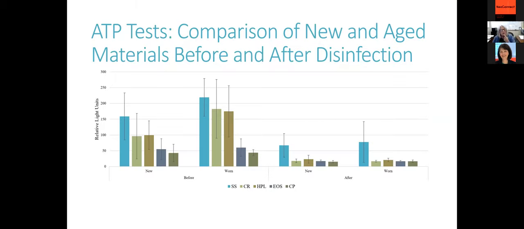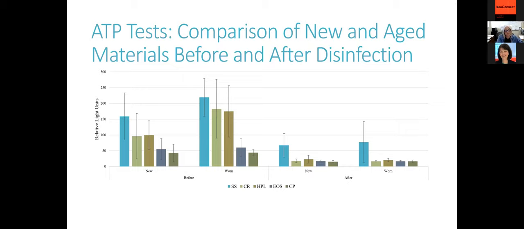And then another thing that we looked at, we did these ATP tests. A lot of hospital environmental services groups are using ATP as a monitoring system. So they might go in after cleanings have happened with their staff and sample with a swab. You basically use a swab and sample a surface, and then you can put it into this reader.